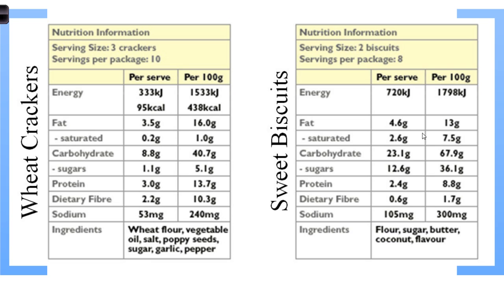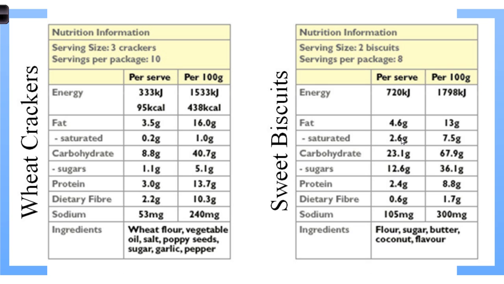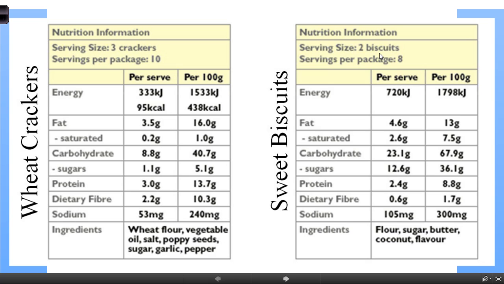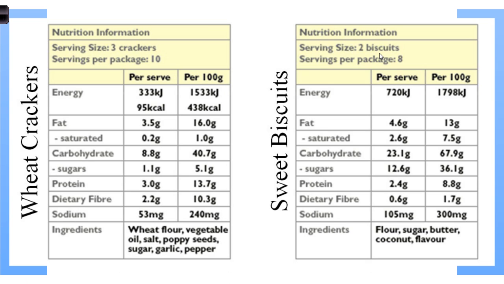Now, why can't we compare the serving size? Why can't we use the fat here? Here, look, saturated 0.2, and here saturated 2.6. Well, it wouldn't necessarily be fair, because 2 biscuits might be a lot heavier and weigh a lot more. They might be a lot bigger in size than 3 crackers. So a serving doesn't really mean anything. A serving could be a small serving or a large serving. It's just what they feel like a regular person would eat at any given time.